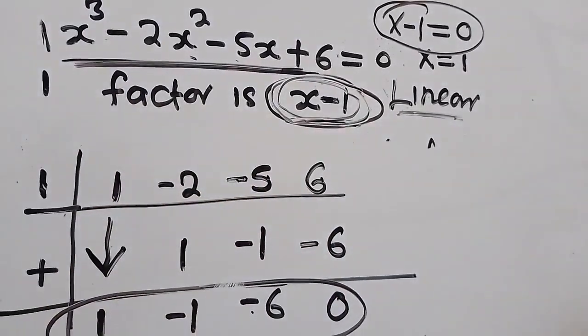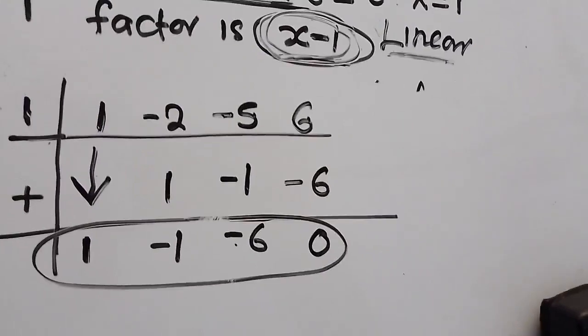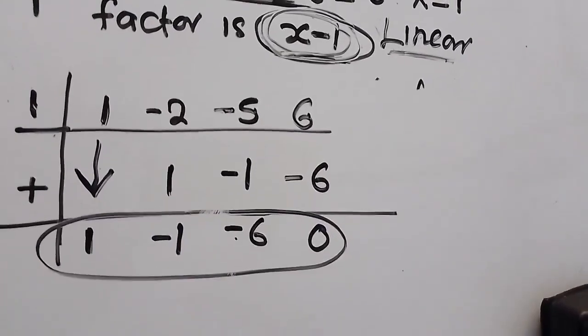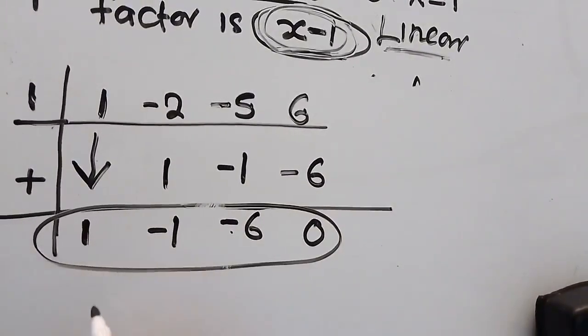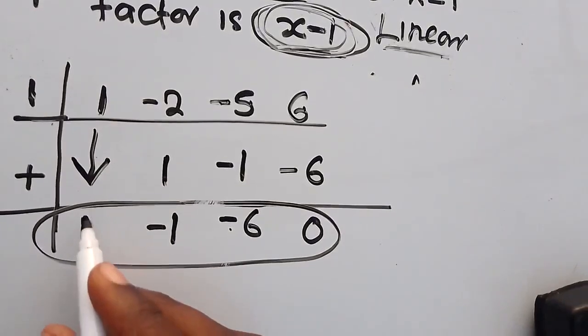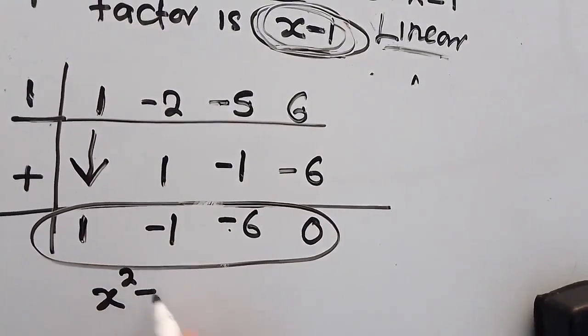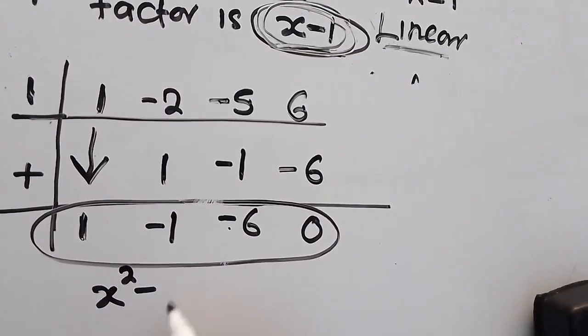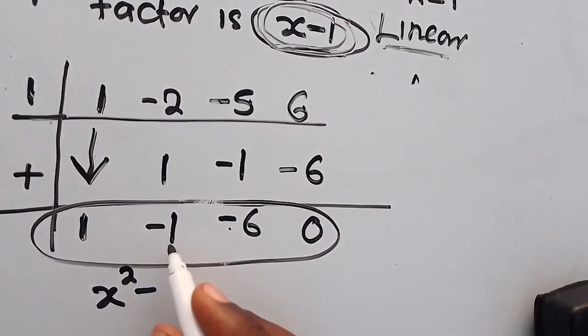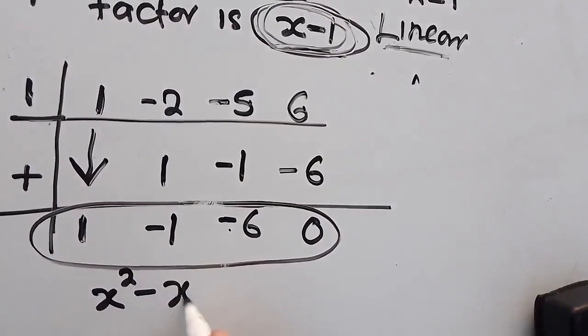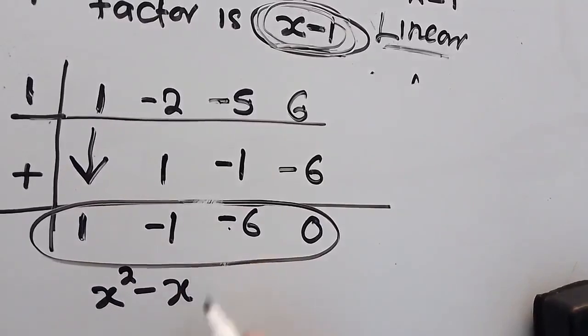So this one will reduce by 1. All the answers here will reduce by 1. So what are we going to have? This one, the coefficient is 1, so it is x squared minus, have you seen, this one will be negative x like this. Then minus what?